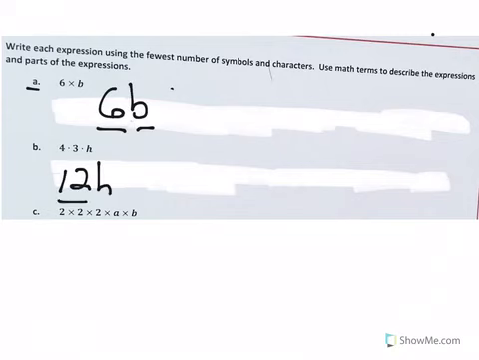12 is the coefficient. It's also a factor. H is a variable, and it is a factor as well. And 12h is the product, and is also a term.